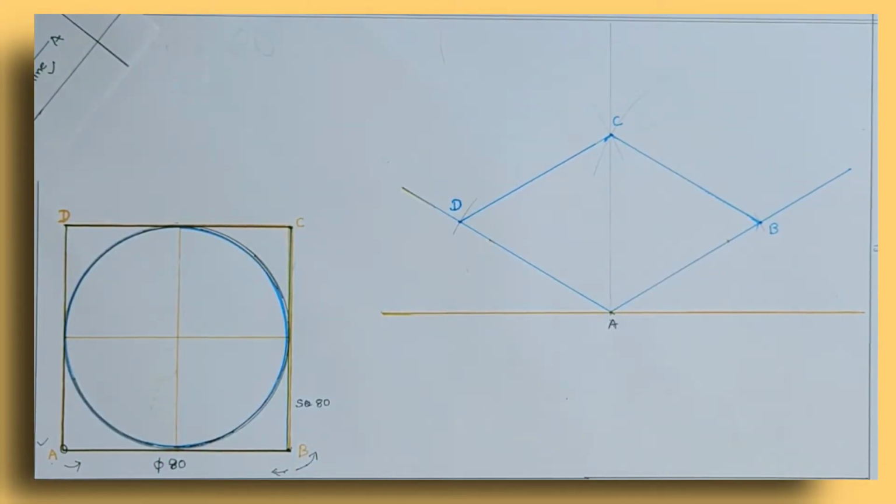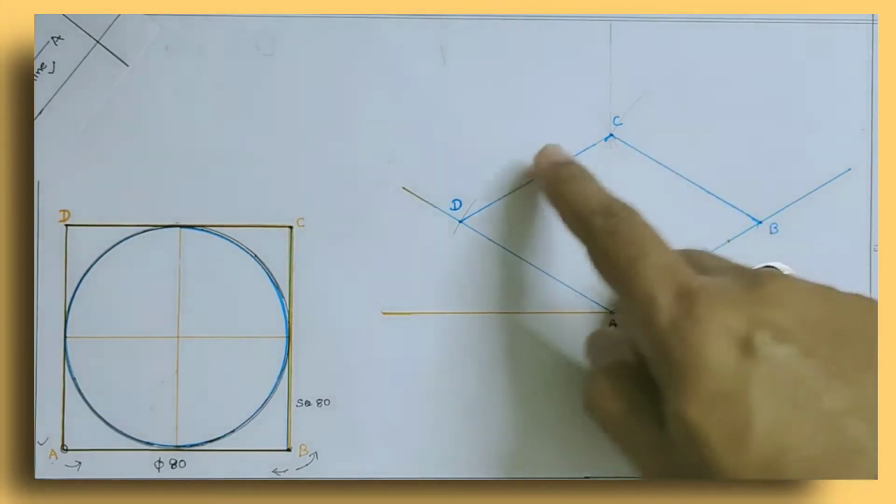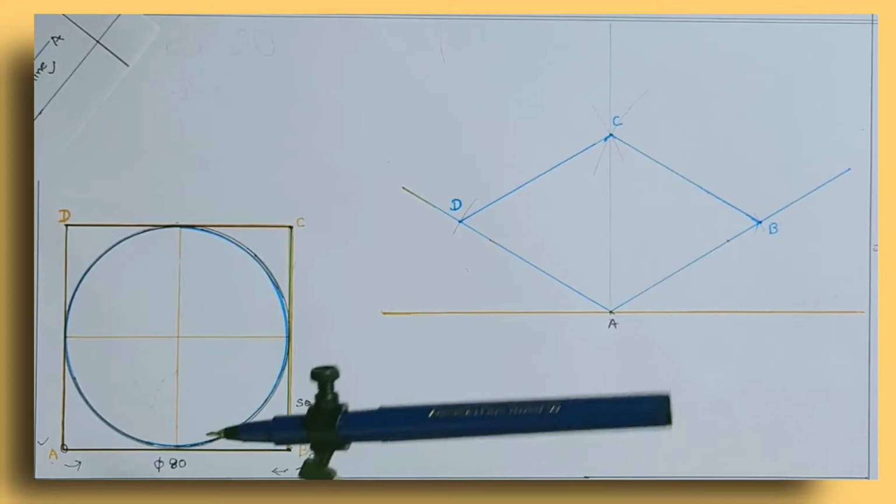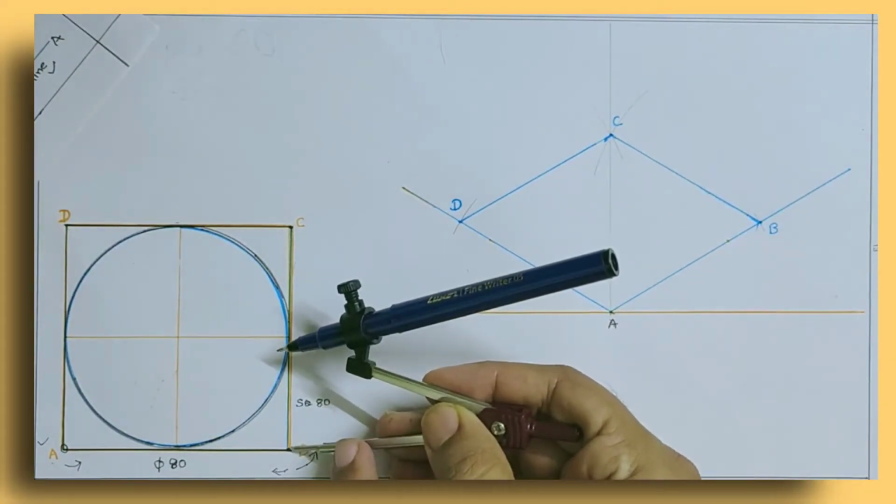Now, the method we are going to use here is called the 4 centers method, and this seems to be the more accurate and easier method for drawing the ellipse. Let us see how to draw this. For this, we call it the 4 centers method.